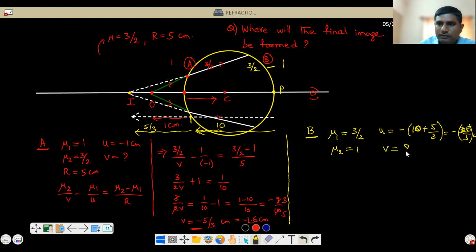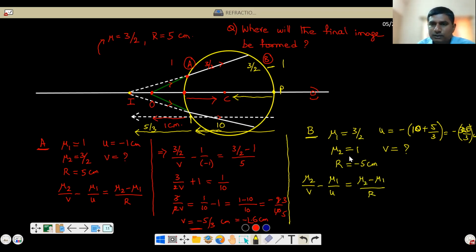And the image distance is what we have to find out. What is the radius of curvature now for this surface? Now this is called radius of curvature, which is equal to minus 5 centimeters. Now apply the formula. Mu2 by V minus mu1 by U is equal to mu2 minus mu1 by R. What is mu2? Here 1. So 1 by V is what we have to find out, minus mu1, which is 3 by 2, by U. U is equal to minus 35 by 3, is equal to mu2, 1, minus mu1, 3 by 2, by R. R is equal to minus 5.